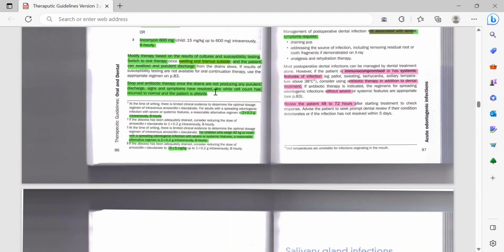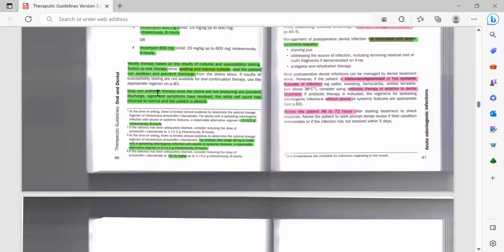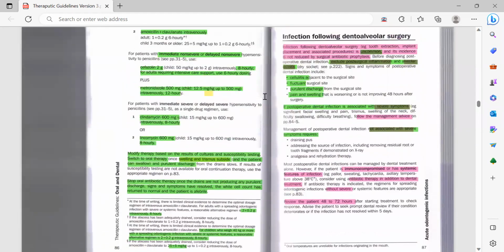Signs and symptoms have resolved, the white cell count has returned to normal, and the patient is afebrile. So you need to modify to oral when the swelling is subsiding, trismus is subsiding, the patient can swallow, and the discharge slows down. You stop the oral antibiotic therapy when there is no discharge, the patient has no fever, and his blood cell count is normal.